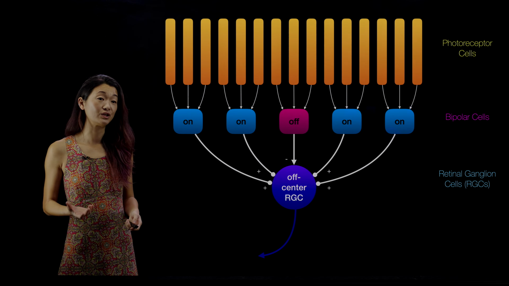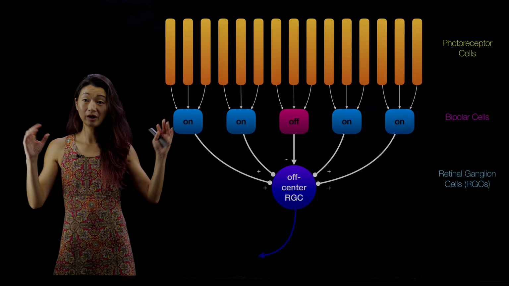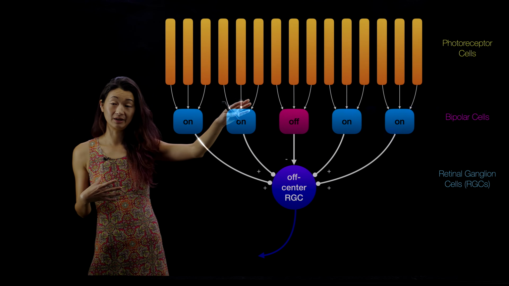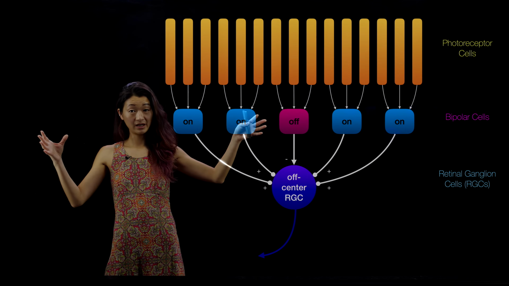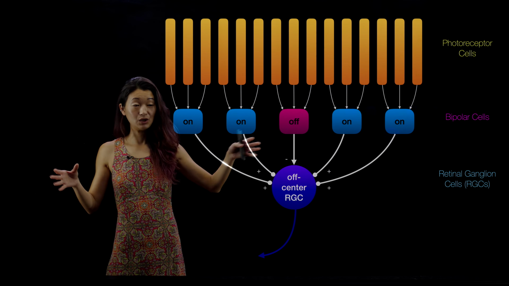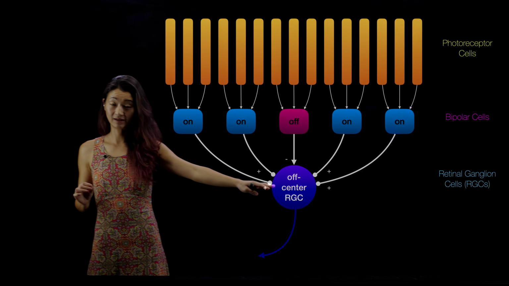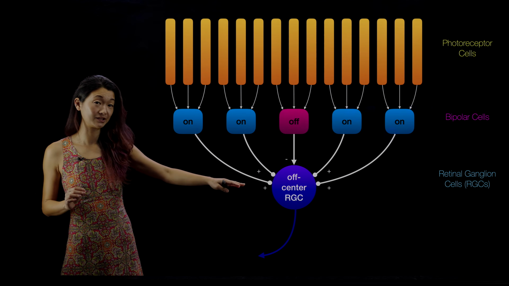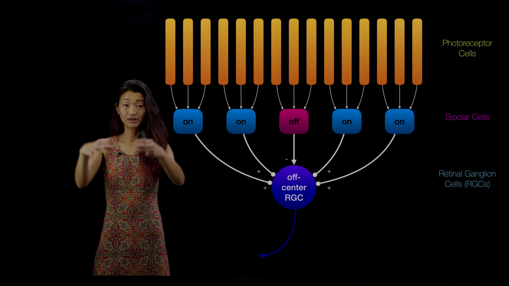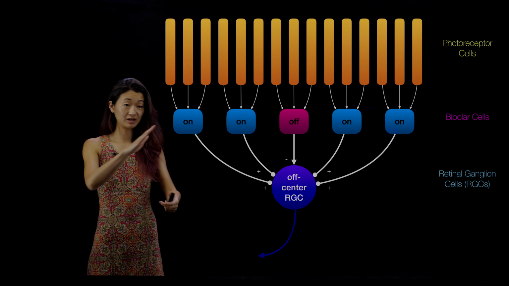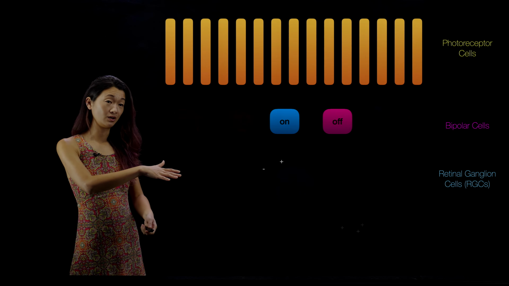Now, if we do the opposite, if we hook up the circuitry the opposite way, where there's an off bipolar cell in the middle surrounded by a ring of on bipolar cells, you have the opposite effect. This retinal ganglion cell is going to be most active when it's dark in the middle and there's a ring of light on the outside. Okay? So this is now an off-center retinal ganglion cell.